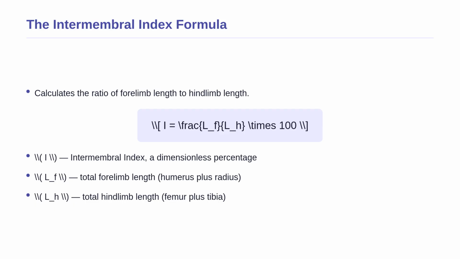The variable LF represents the total length of the forelimb, calculated by adding the humerus and radius bones. The variable LH represents the total length of the hind limb, adding the femur and tibia. If the forelimb length increases relative to the hind limb, the index rises above 100, indicating long arms built for swinging. If the hind limb increases, the index drops below 100, characteristic of leaping primates.